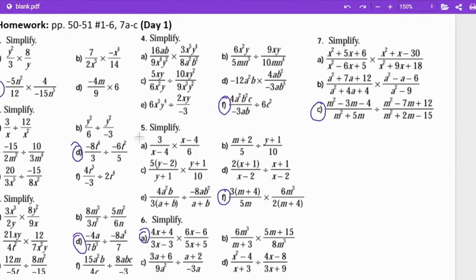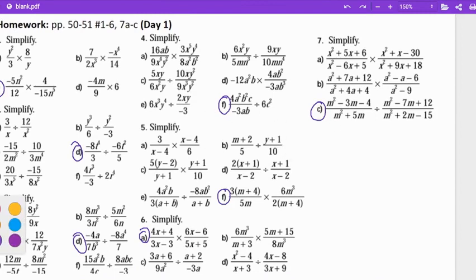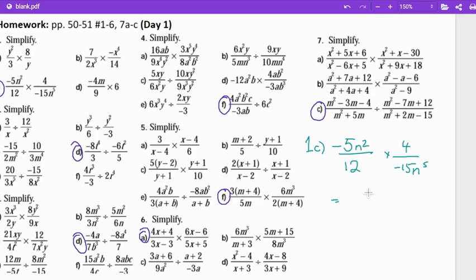So I've circled the questions I want to take up. So I will start with, got some new colors, which I'm excited about. And I'm going to start with question 1C. And so here we are just simplifying a rational expression. Okay, and so remember we can cross cancel.